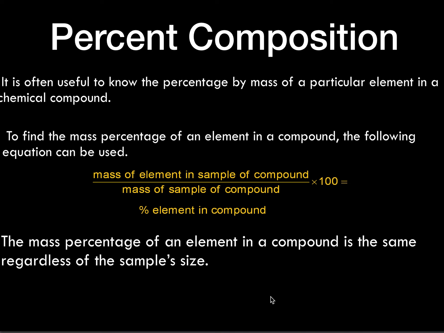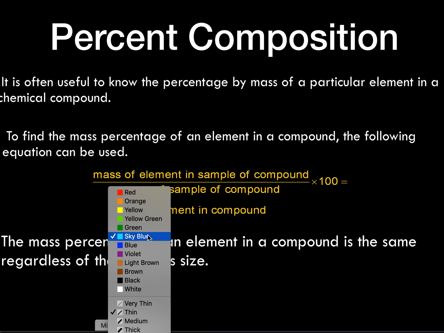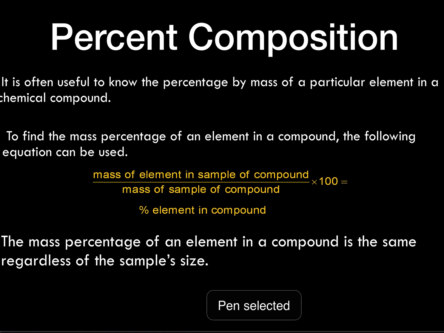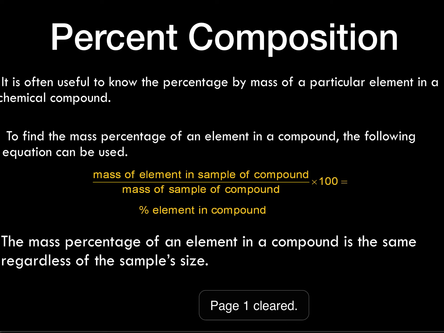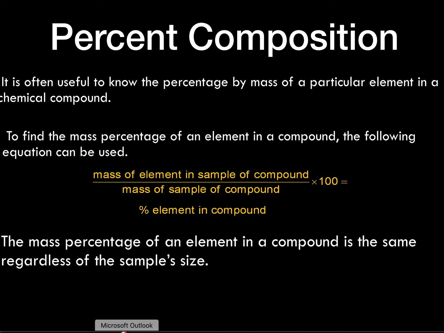Now, another way to think of this is part over whole. So we have our whole molar mass here, but only part of the molar mass based on the element we're trying to find. It's percent composition.